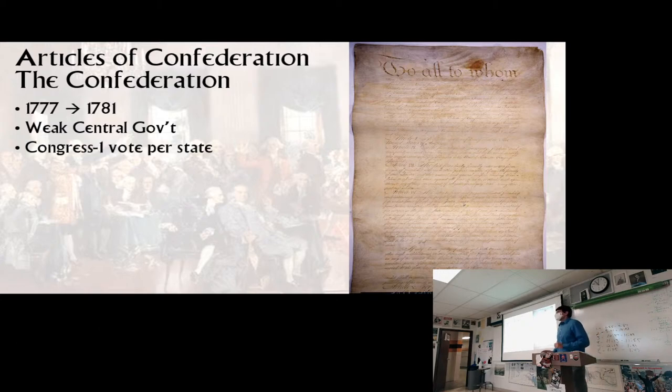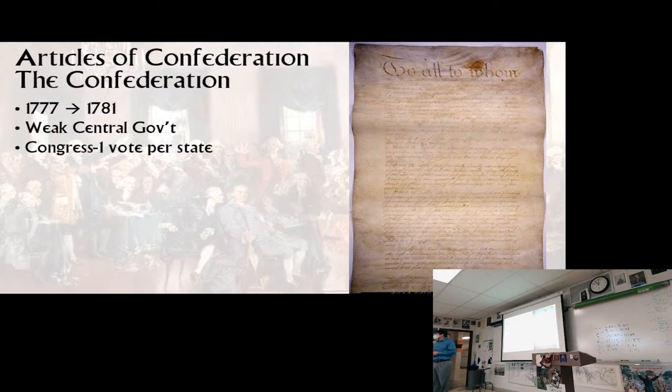But there would be a Confederation Congress. In fact, that would be the whole government, a Congress. And each state would have one vote. Every state could send as many representatives as they wanted. Philadelphia sometimes was just overwhelmed with representatives. But Philadelphia still only had one vote. Rhode Island still had one vote.